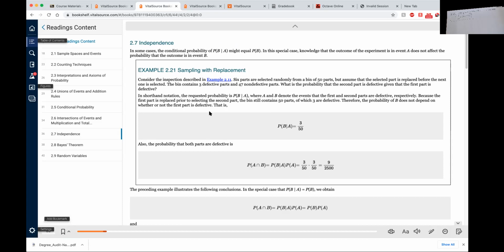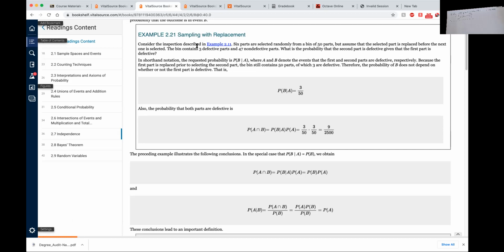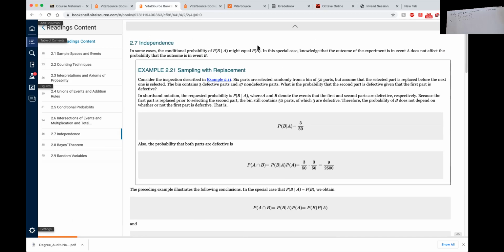Let's see example 2.21, to better understand sampling with replacement. When you see problems mentioning sampling with replacement, most of them are going to be problems about independence. It means the conditional probability P of B given A is just going to be equal to P of B in most of these problems.